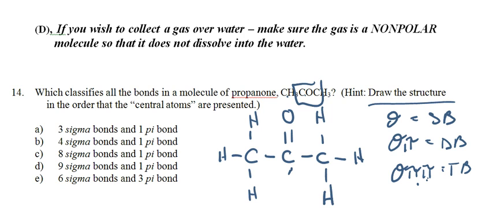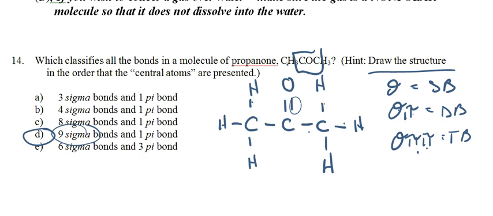So what we need to look at, let me erase that because that's actually a little boo-boo mark. So we have 1, 2, 3, 4, 5, 6, 7, 8 single bonds plus 1 double bond, which means we have 9 sigma bonds. And then since we have a double bond, we have a sigma and a pi, we have 1 pi bond. D's our best choice. You will see a question like this on Monday, I promise.